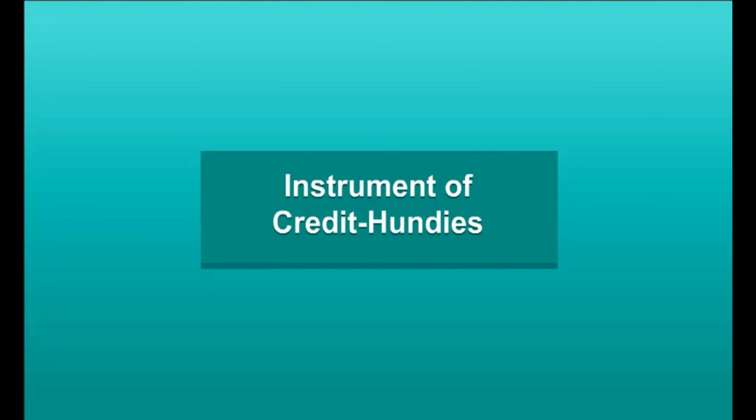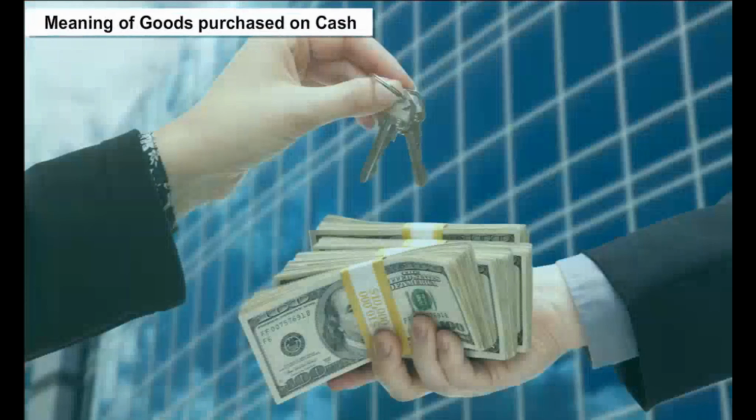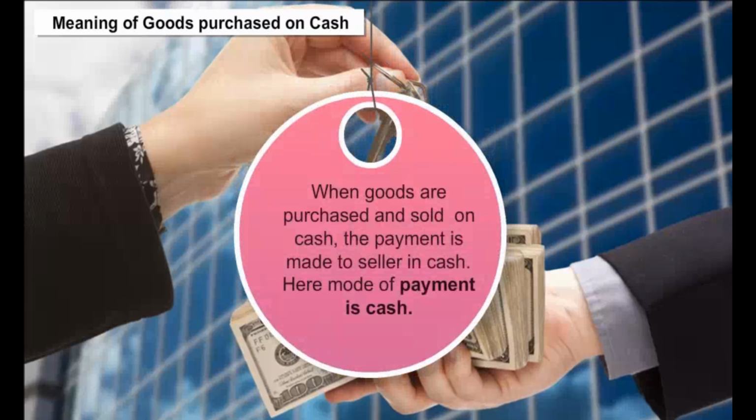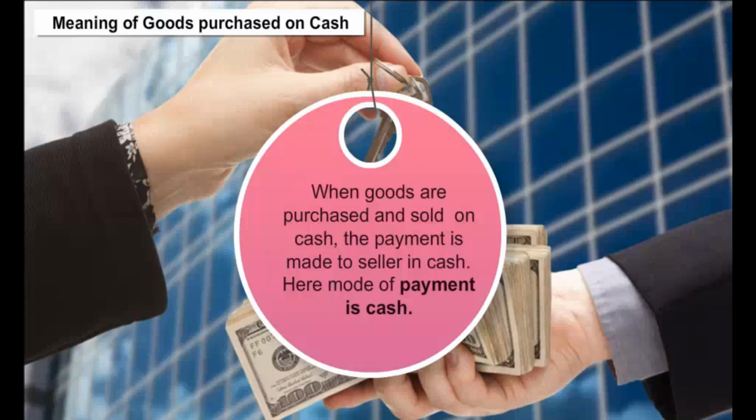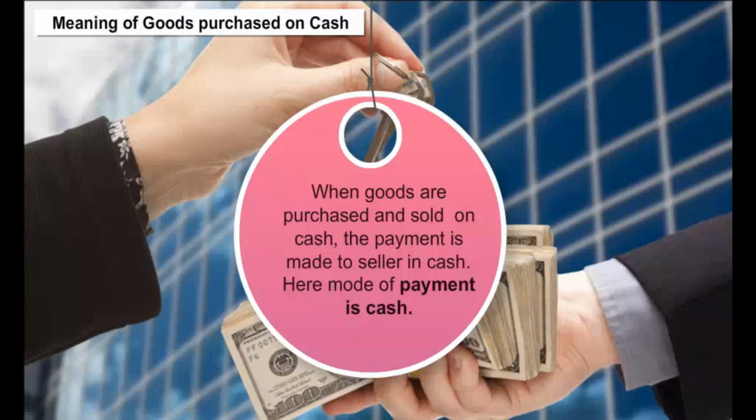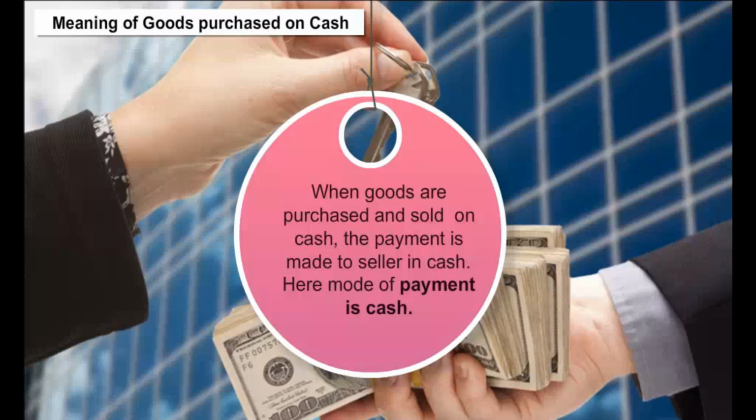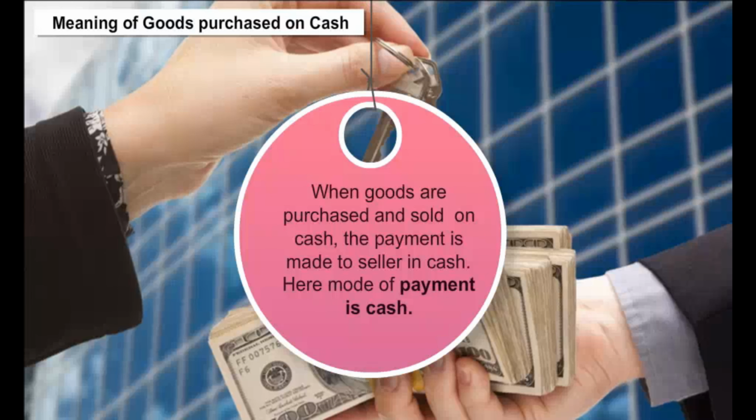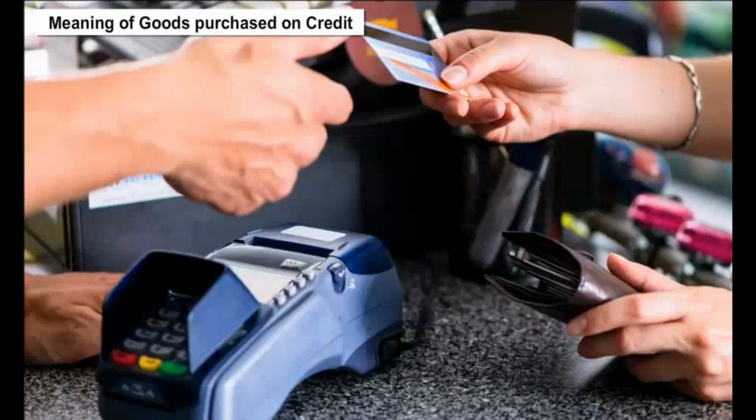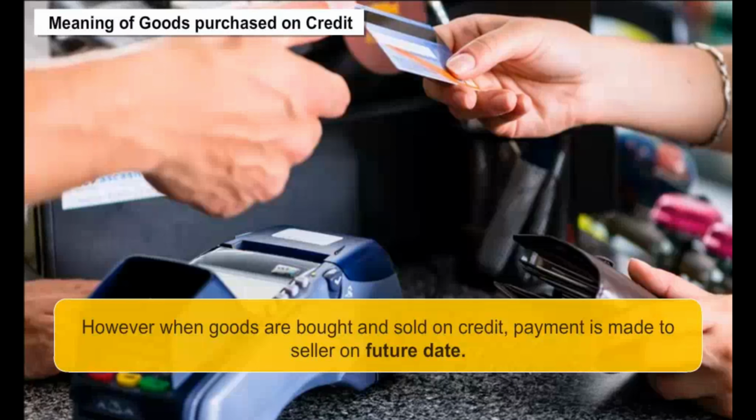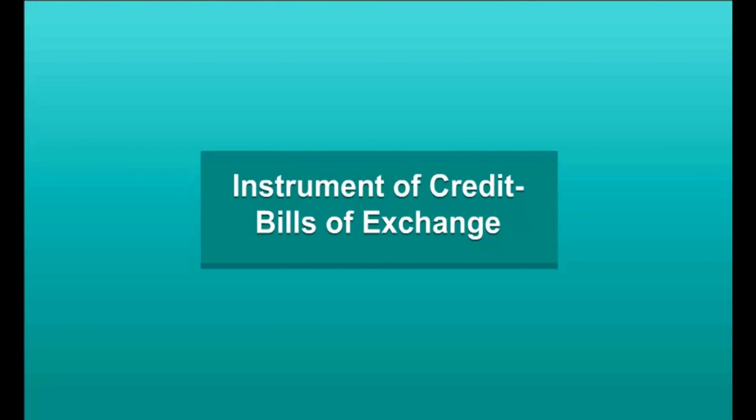Instrument of credit: hundies. Meaning of goods purchased on cash. When goods are purchased and sold on cash, the payment is made to the seller in cash. Here, the mode of payment is cash. Meaning of goods purchased on credit. However, when goods are bought on credit, the instrument of credit is bills of exchange.